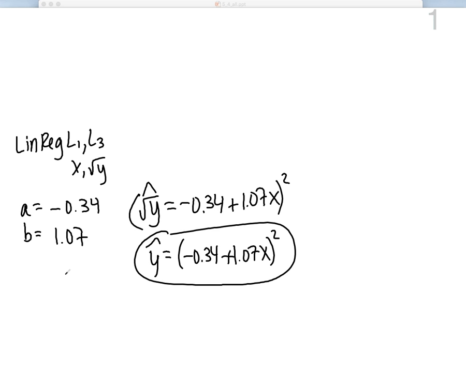Will we ever have to square out those values? No. Don't actually square them.